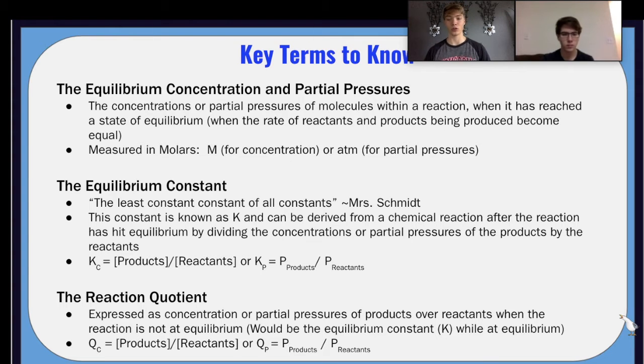And the reaction quotient is expressed as a concentration or partial pressures of products over reactants when the reaction is not yet at equilibrium. If it is at equilibrium, it would be K. As you can see, it's the same equation. You just have to remember that K is when it's at equilibrium and Q is when it's not at equilibrium.